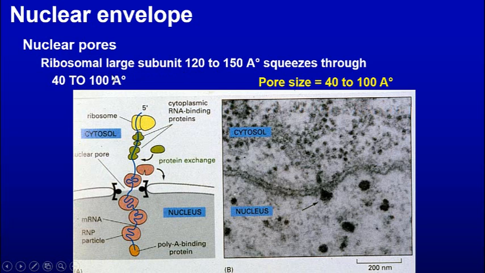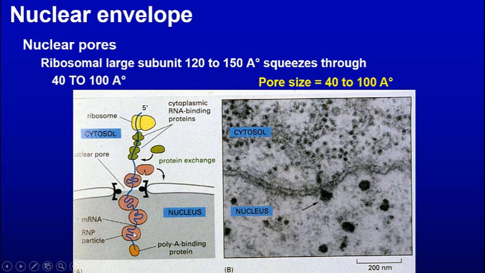However, the large subunit is 120, 150 angstroms. How do you get it through? Well, what happens is the subunit kind of unfolds and makes itself linear so it can go through the nuclear pore and a smaller nuclear pore. Here you can see the nuclear envelope, and this is where one of those subunits is squeezing through the nuclear envelope, kind of as we see here.